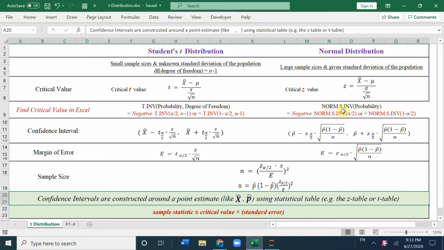Similarly, for the NORM.S.INV function, if you use half alpha, the area for the probability, you have to put a negative. So negative, negative, you get a positive answer. Or you can just use 1 minus half alpha.